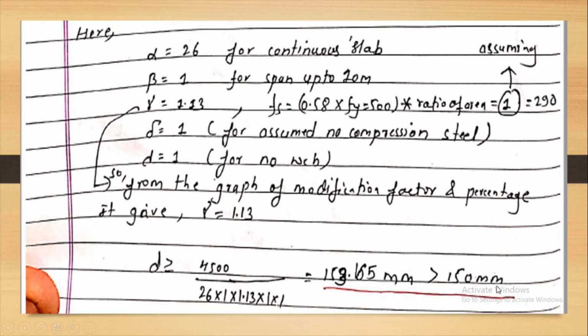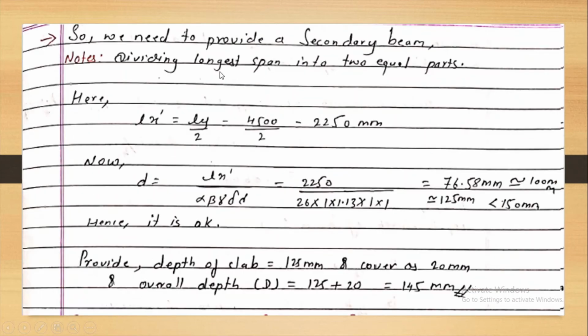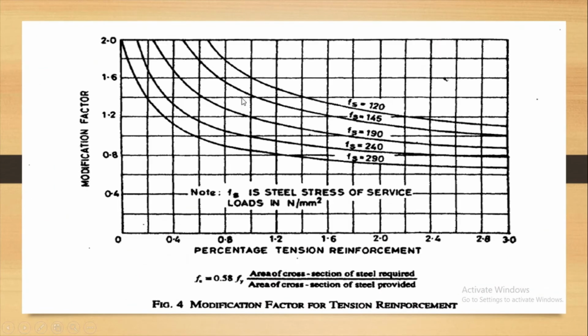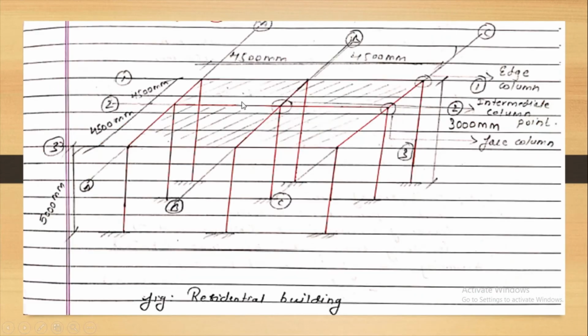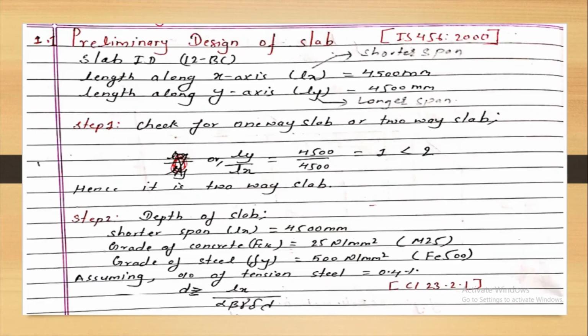It means we have to provide the secondary beams. Now we have to divide the slab into equal slabs. For that, look here guys, actually this is our longer span. We have to divide these spans into equal parts, and we have to divide the whole slab into slabs by providing the secondary beams in between these two slabs. And what actually happens, our previous shorter span becomes the longer span. Our new dimension of the divided slab becomes the shorter span. Look here.